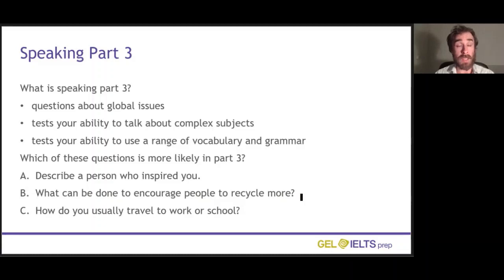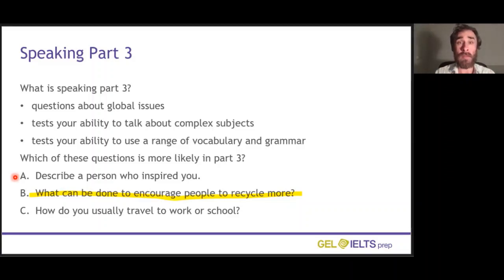B is a part 3 question. What can be done to encourage people to recycle more? So this is asking you to think about the global issue of recycling and the environment and to propose solutions to this issue. A is more of a part 2 question. So it's asking you about something personal in your experience that you'd have to talk about in a little bit of detail.